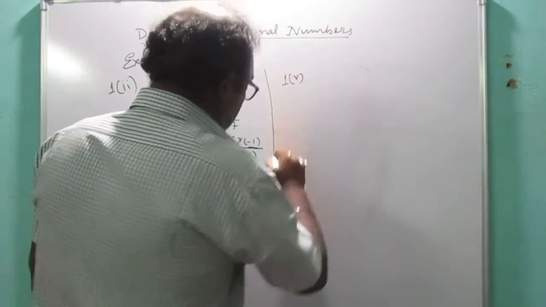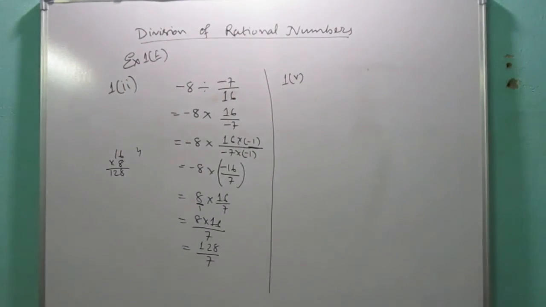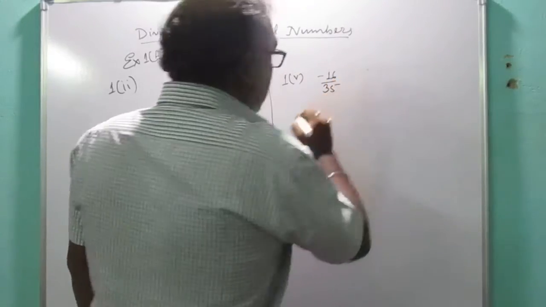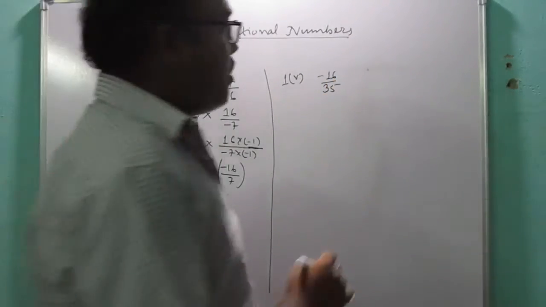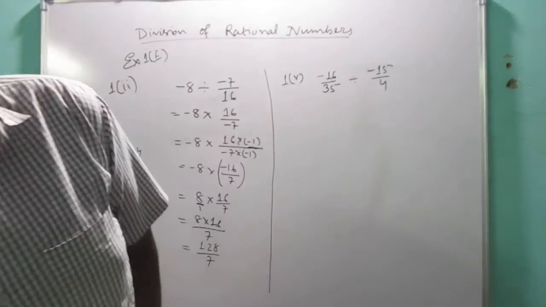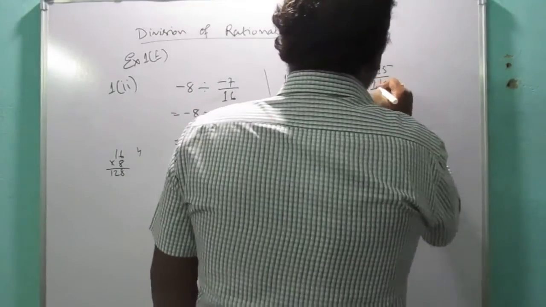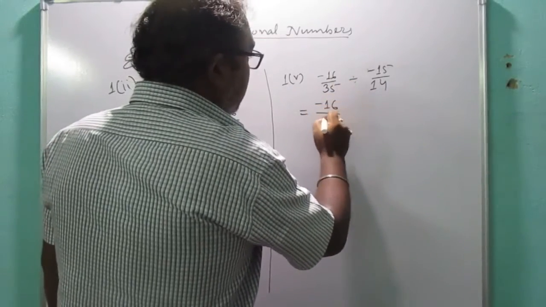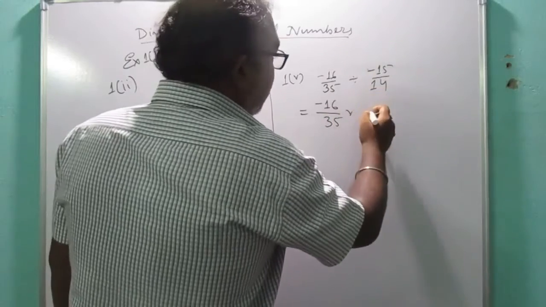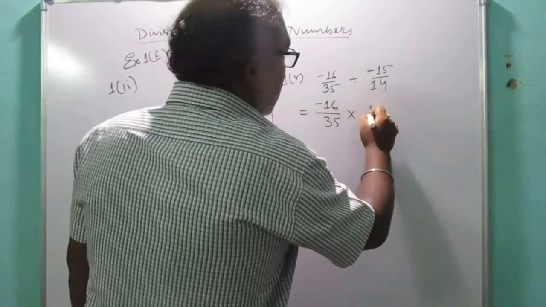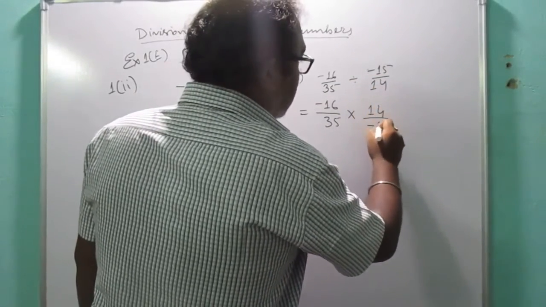Problem 1 5. Minus 16 by 35 divided by minus 15 by 14. So here also we have to convert this division into multiplication. Minus 16 by 35 into reciprocate the divisor. This is the divisor, this is the dividend. Reciprocate the divisor. So 14 by minus 15.